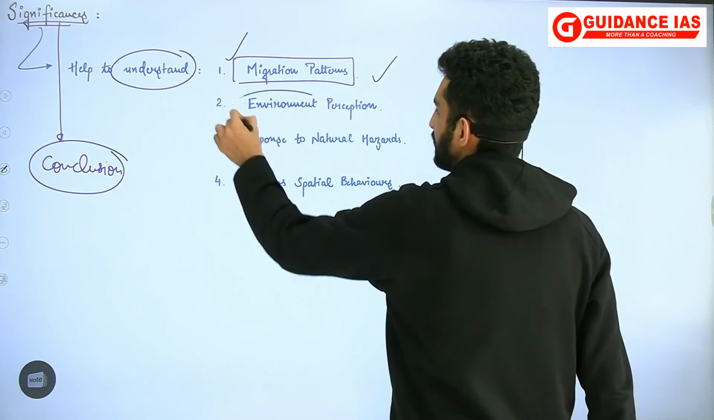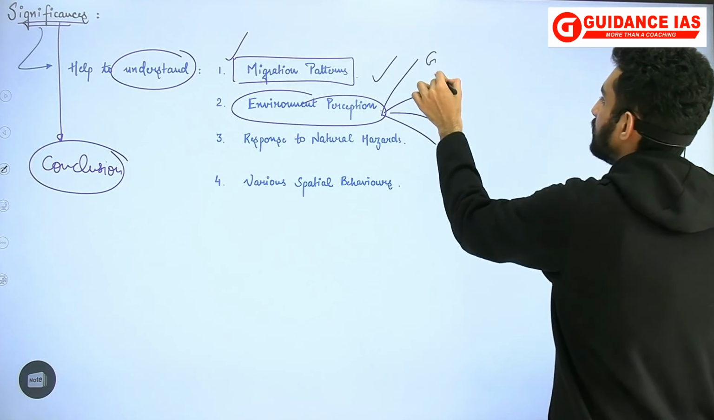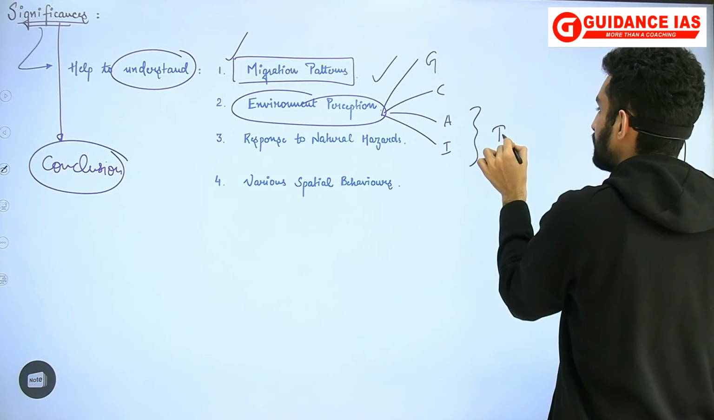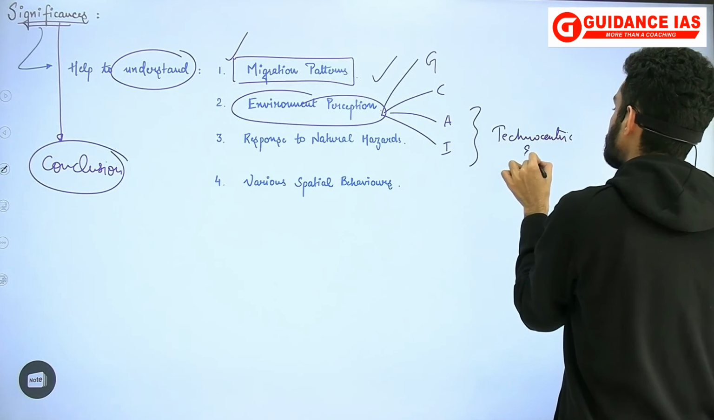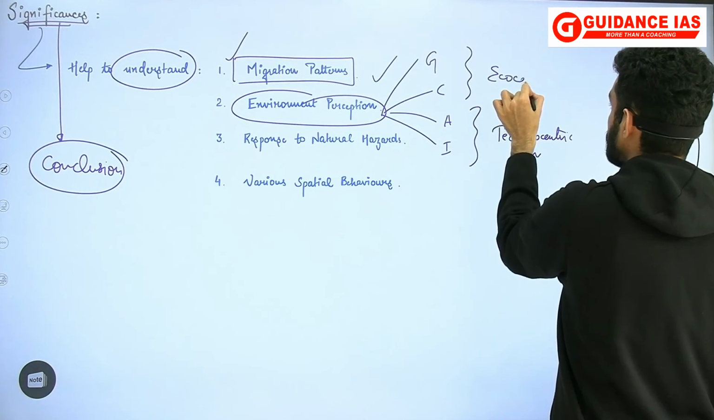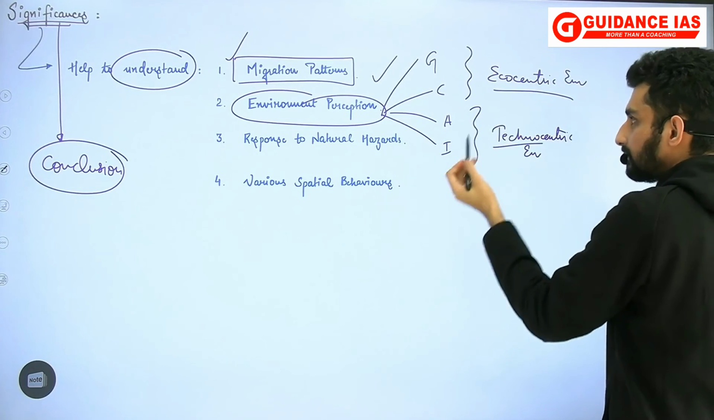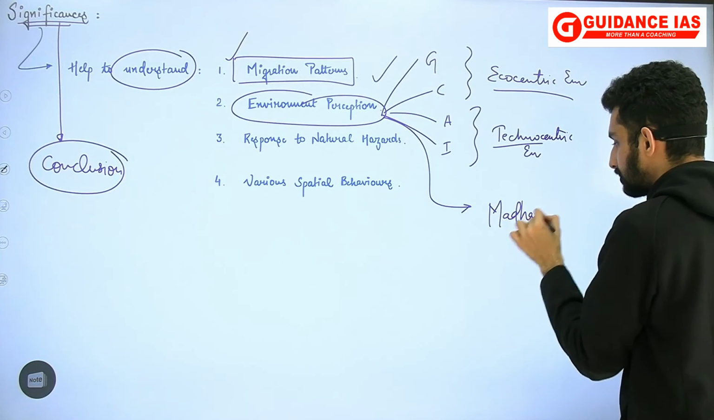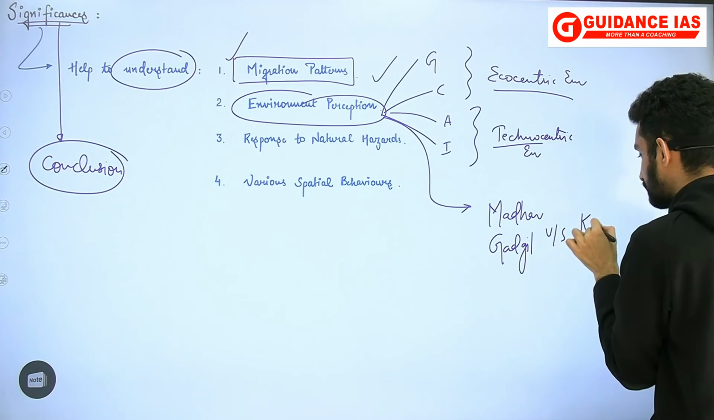Then to understand the environmental perception, we already saw 4 examples of this. So Gaianism, communism, then we have accommodationism, then interventionism. These two come under technocentric environmentalism. These two come under what? Ecocentric environmentalism. I hope it is clear. You can write the example of Madhav Gadgil versus Kasturirangan.